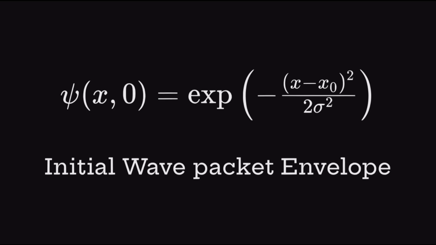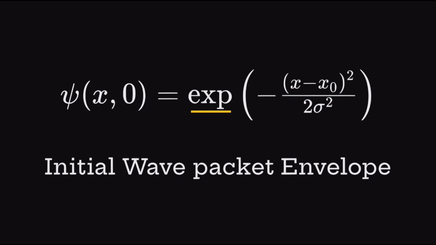The initial wave packet envelope describes the starting shape of the wave function. If you recall from slide 6, the wave function, psi of x and t, represents the quantum state of a particle. At time t equals 0, the wave function begins with a specific shape, which we call the initial wave packet. Psi of x and 0 is the wave function at position x when time t equals 0.